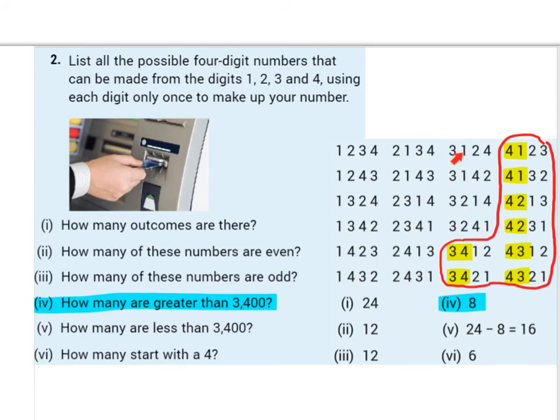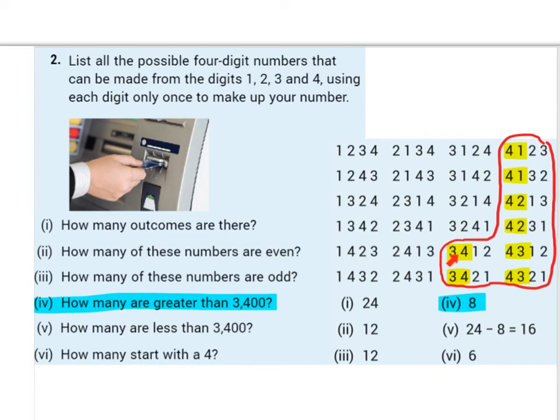But this one here, 3,124. 3,100 is less than 3,400. So 3,400 is what we're interested in. Likewise with the same, 3,142. 3,100 is less than 3,400. Next one, 3,214. Again, that's less than 3,400. And then 3,241, still less than 3,400.